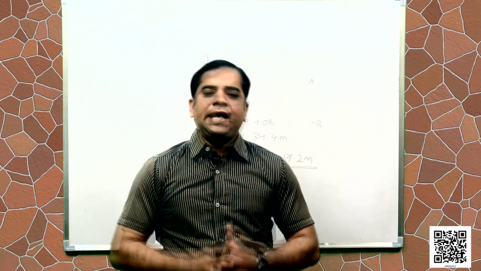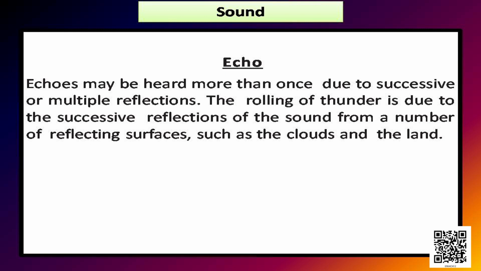Echoes may be heard more than once due to successive or multiple reflections. The rolling of thunder is due to the successive reflections of the sound from a number of reflecting surfaces, such as the clouds and the land. Hope you have understood this concept.